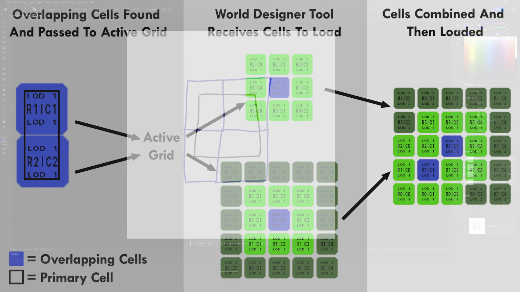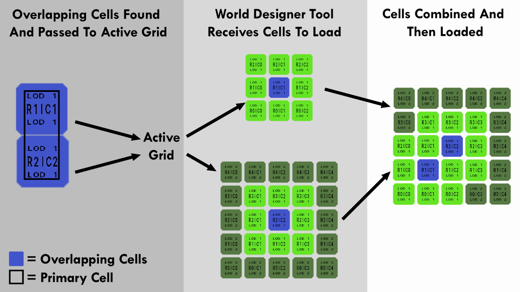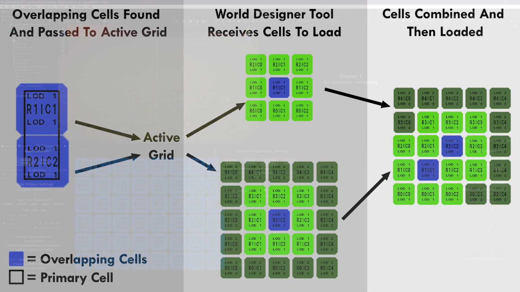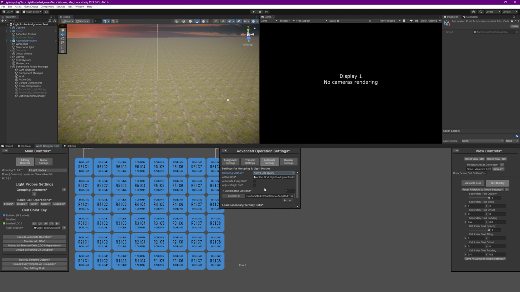It then takes all of these overlapping cells and passes them to the active grid. And basically what it's saying is, active grid, here's the cells that the player might be in. Give me the cells that should be loaded whenever the player is in those cells. It then takes all of those cells returned by the active grid and combines them together, and then splits them into 2 separate groups, secondary cells and tertiary cells.